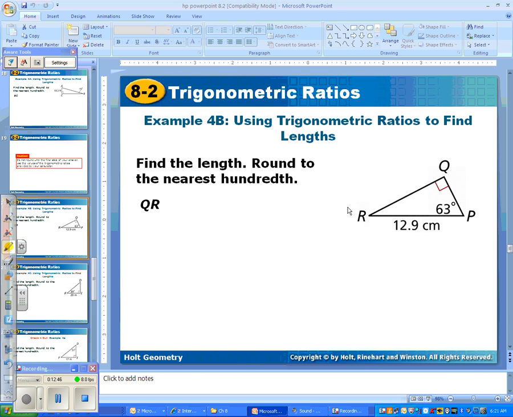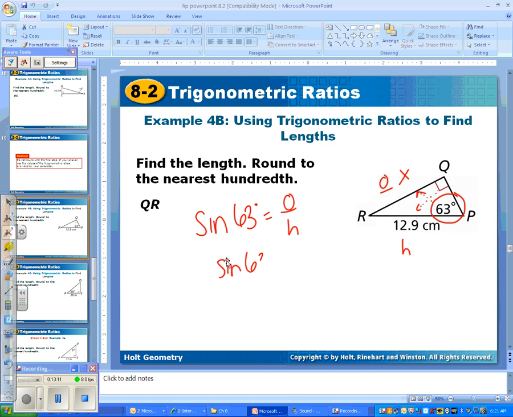Okay, let's see. Find the length of QR. So QR is x. I'll put x there. And look at what information you know. We know the angle is 63 degrees. We have the side opposite. And this looks like adjacent, but it's across from the 90 degrees. So we have opposite and we have hypotenuse. So we have to use sine in accordance to the 63 degrees. And we know that means opposite over hypotenuse.